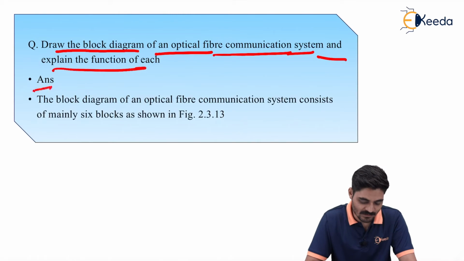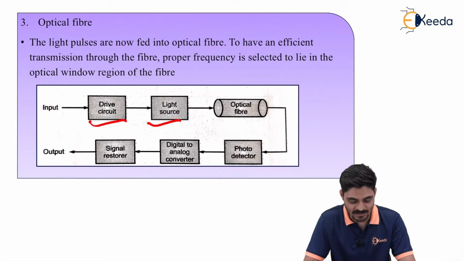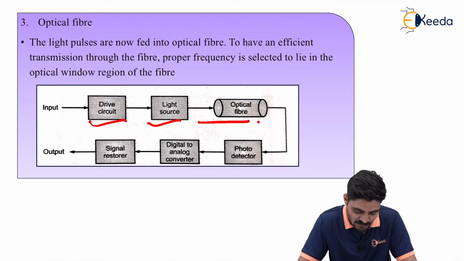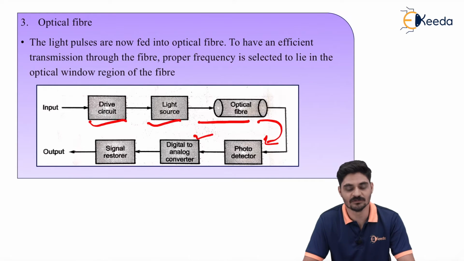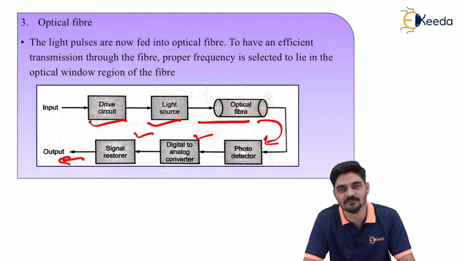So the answer is, the block diagram of optical fiber communication is as shown. The input signal is given to the drive circuit, and the drive circuit sends it to the light source, which feeds it to the optical fiber. Then the optical fiber carries that signal, which propagates through the optical fiber cable and reaches the photodetector. Then from the photodetector, conversion is done using a digital to analog converter, and the signal is restored by the signal restorer and given to the output or end user of the system.